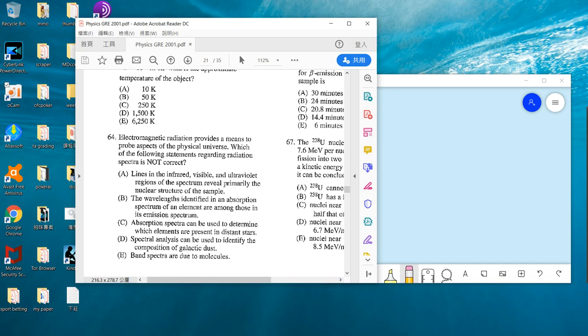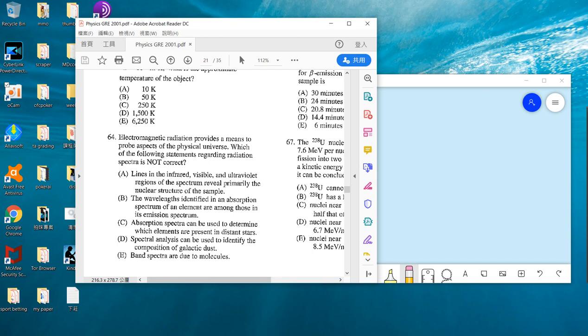Okay, so actually this is the answer, but we can just leave it because the nuclear structure is much smaller, right? So usually you need X-rays or gamma rays to detect the nuclear structure of the sample. And B is okay, and C, evolution situation, can be used to determine B.